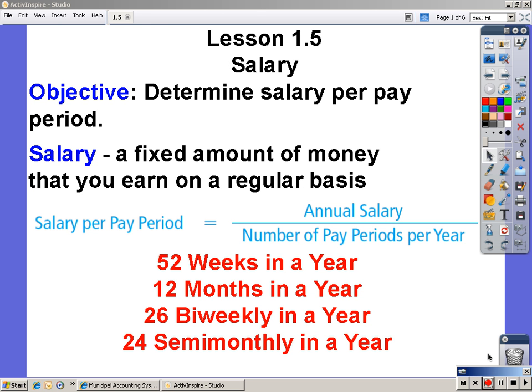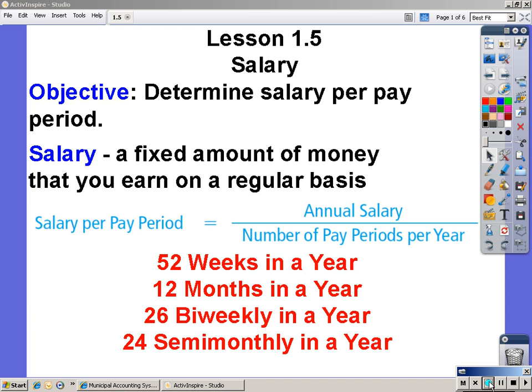Bi-weekly is being paid every 2 weeks. Like if you get paid on Mondays, you get paid every other Monday. Semi-monthly is being paid on like the 1st and 16th of every month. Make sure you understand the difference in those. Semi-monthly is twice a month. Bi-weekly is every 2 weeks. All right, go ahead and press pause, get this written down, and when you're ready to move on, resume play.